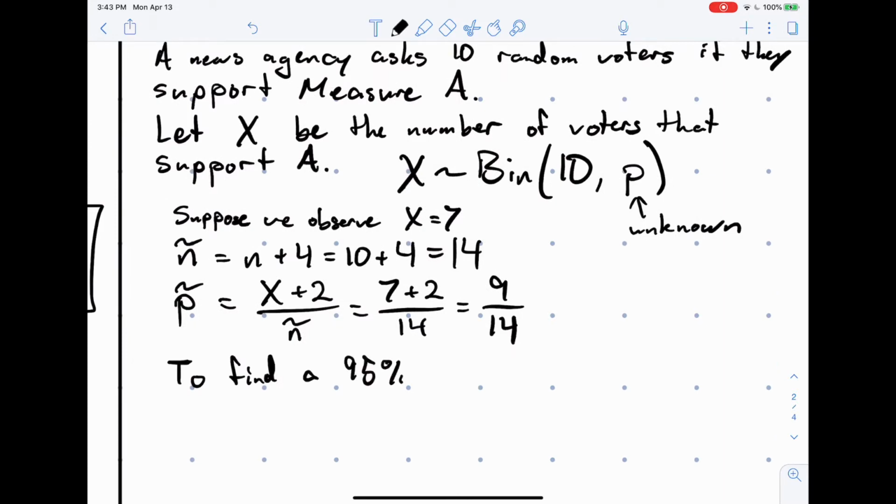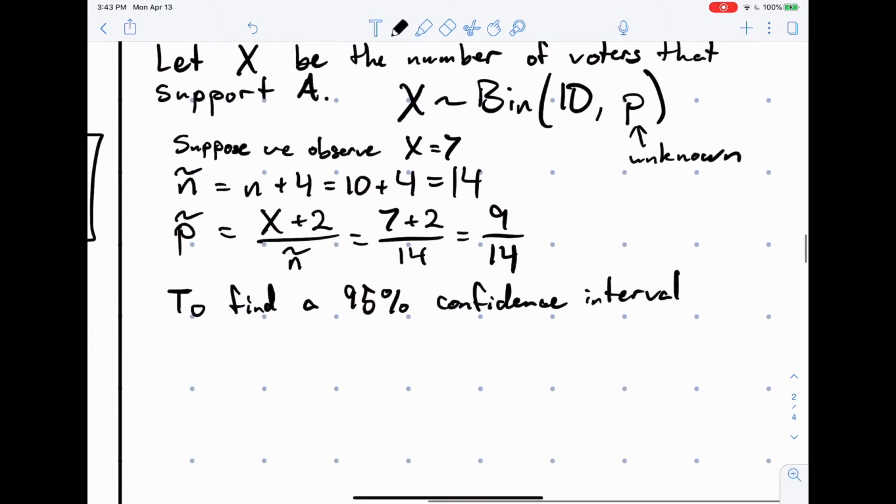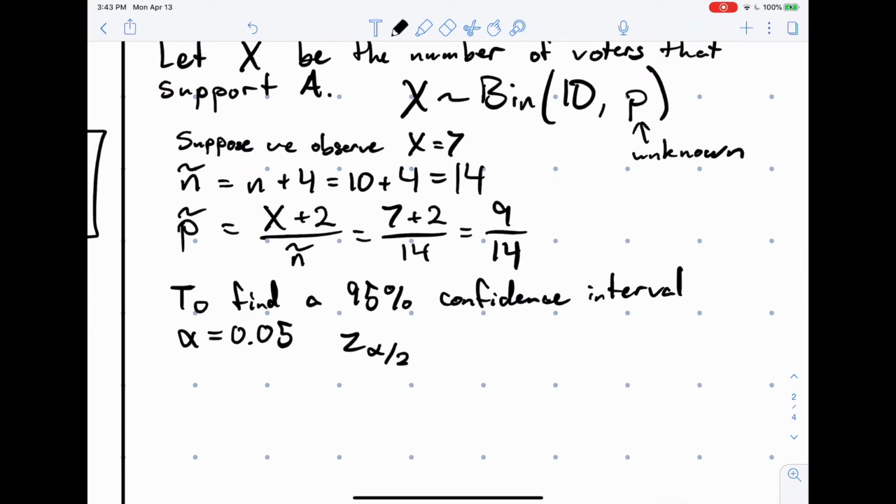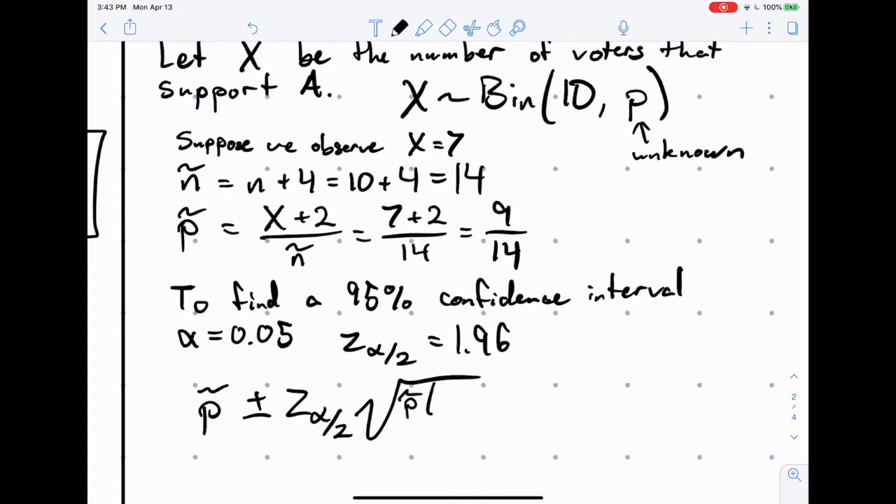Now to find a 95% confidence interval for P, because it's a 95% confidence interval, we have alpha equals 0.05. So z alpha over 2 is equal to 1.96. And the confidence interval is given by p tilde plus or minus z alpha over 2 times the square root of the variance, p tilde times 1 minus p tilde over n tilde.